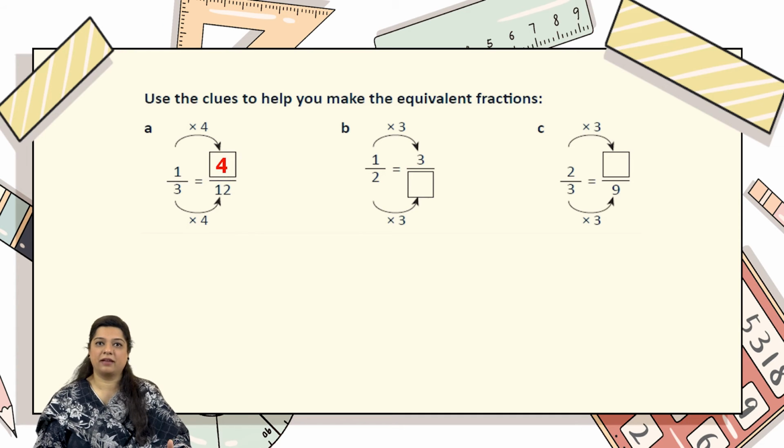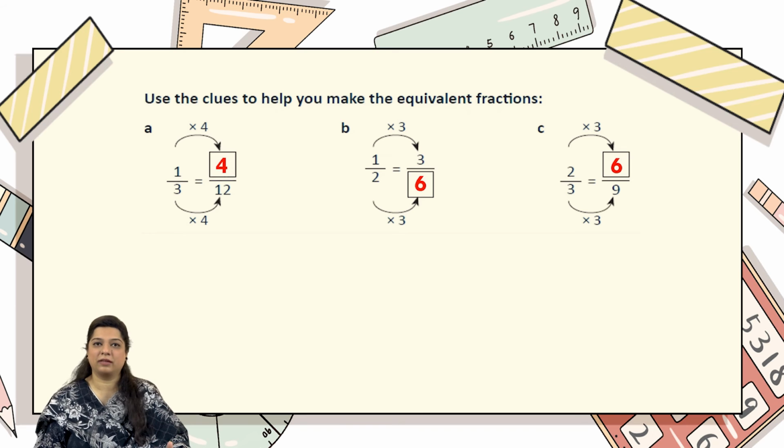Again, second example, 1 upon 2 is equal to 3 upon box. So the numerator 1, if multiplied by 3, will give you 3, hence 2 multiplied by 3 will give you the second answer, which is 6. Therefore 1 over 2 is equivalent to 3 upon 6. Third example, 2 upon 3, and we have 9 as the denominator with a factor of multiplied by 3. We will apply the same factor on the numerator, 2 multiplied by 3, and you will get 6.